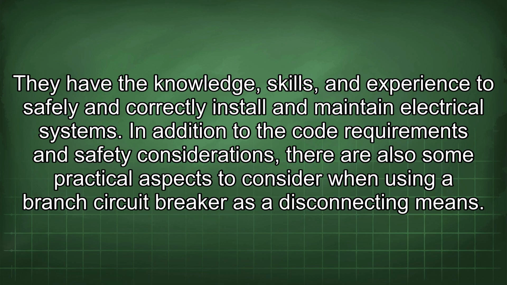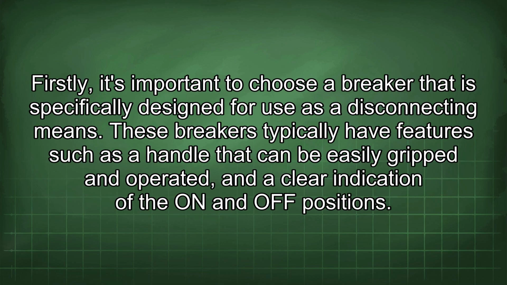In addition to the code requirements and safety considerations, there are also some practical aspects to consider when using a branch circuit breaker as a disconnecting means. Firstly, it's important to choose a breaker that is specifically designed for use as a disconnecting means. These breakers typically have features such as a handle that can be easily gripped and operated, and a clear indication of the ON and OFF positions.